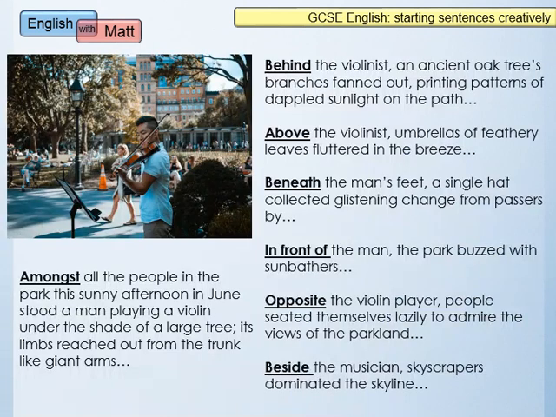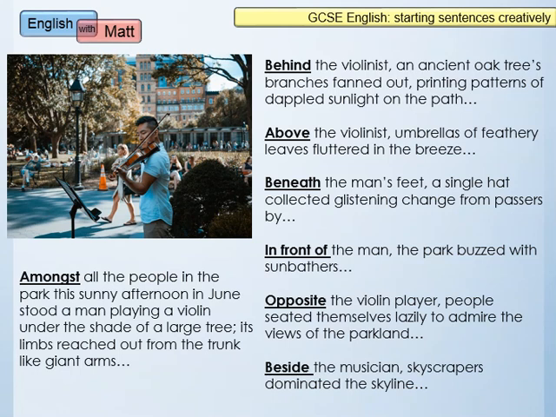So here we go. These are just the beginnings, so you could develop these more, which is what the ellipsis is designed to show you. Amongst all the people in the park this sunny afternoon in June stood a man playing a violin under the shade of a large tree. Its limbs reached out from the trunk like giant arms.